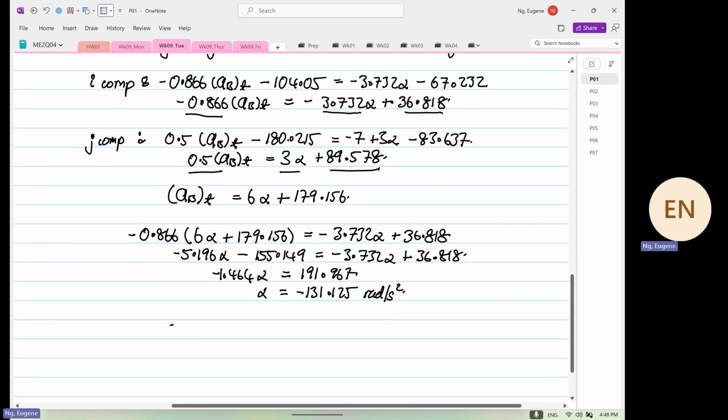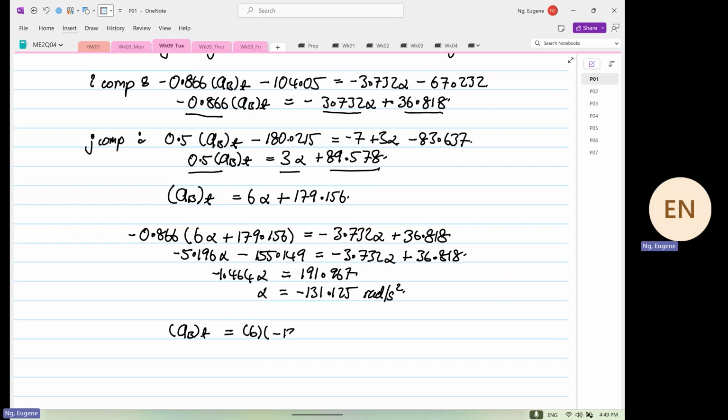And then your ABT will be equal to 6 multiplied by minus 131.125 plus 179.156. Okay, so 6 times minus 131.125 plus 179.156. So this is equal to minus 607.594 feet per second squared.